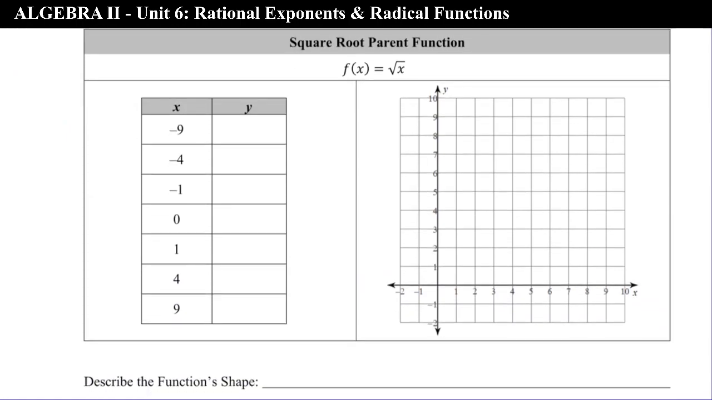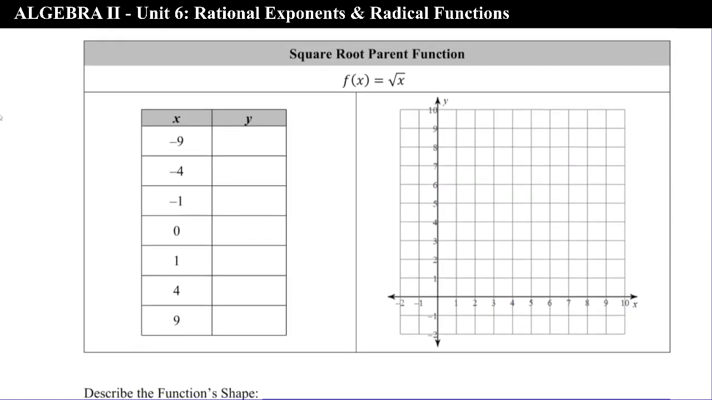All right, so just like we've done with the other functions, let's look at some of the coordinates for the square root parent function. And let's start on the bottom. We've got 9 here, and if we were to put 9 into our function, the square root of 9 gives us 3. So our output here would be 3. Now, if we were to put in 4, the square root of 4 would be 2. Square root of 1 is 1. Square root of 0 is 0.